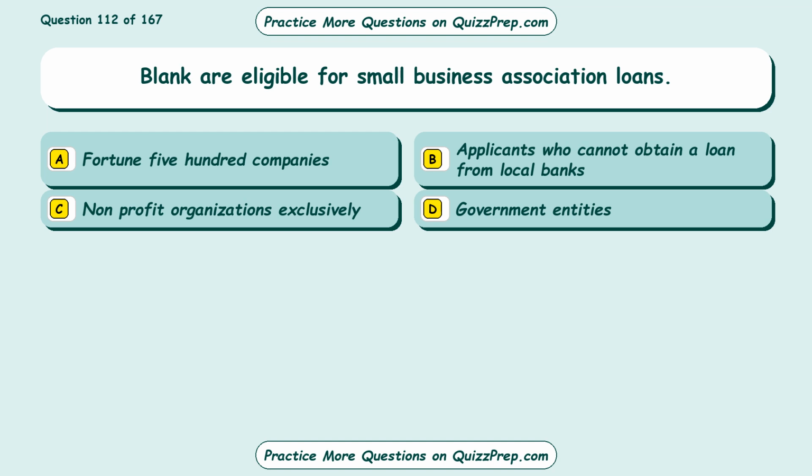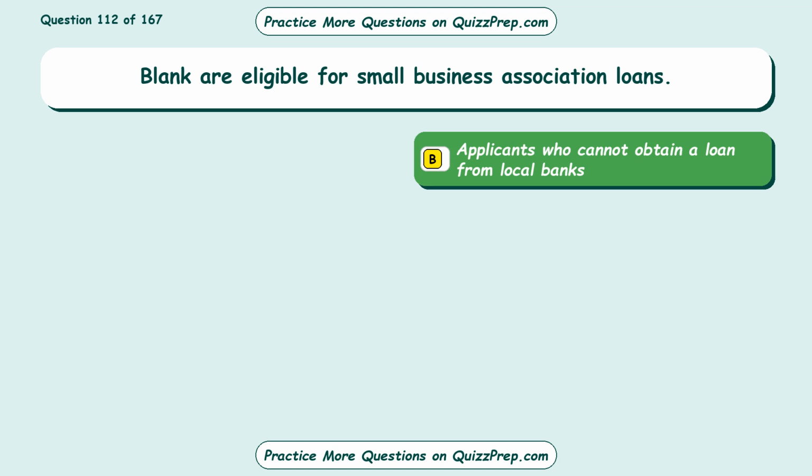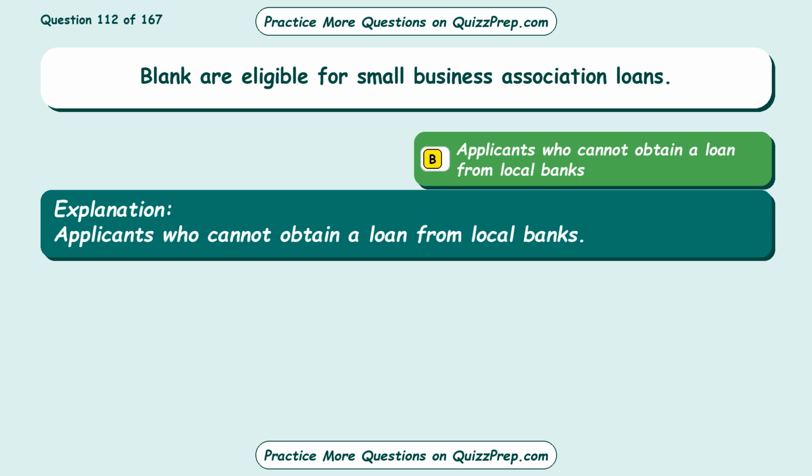Question 112. Blank are eligible for Small Business Administration loans. Option A, Fortune 500 companies. Option B, applicants who cannot obtain a loan from local banks. Option C, non-profit organizations exclusively. Option D, government entities. The correct answer is Option B, applicants who cannot obtain a loan from local banks.